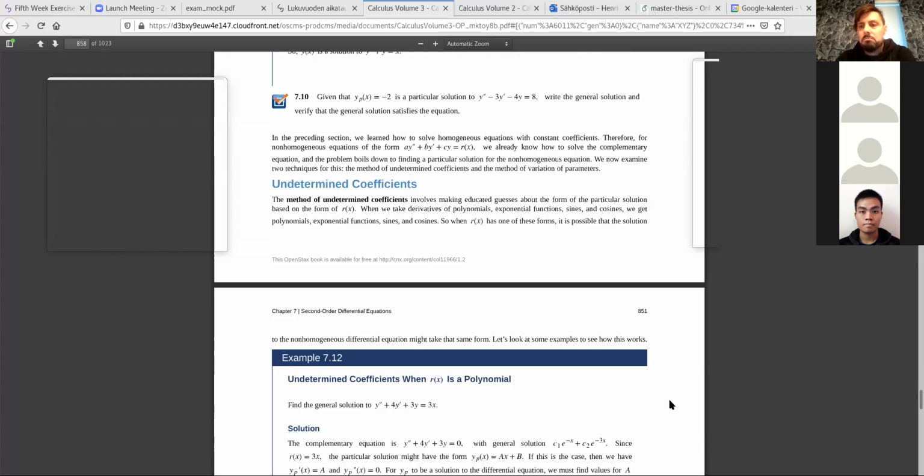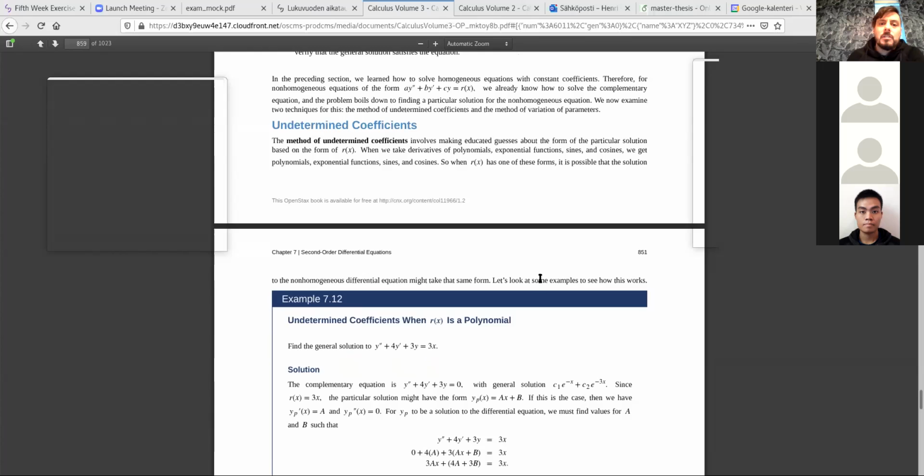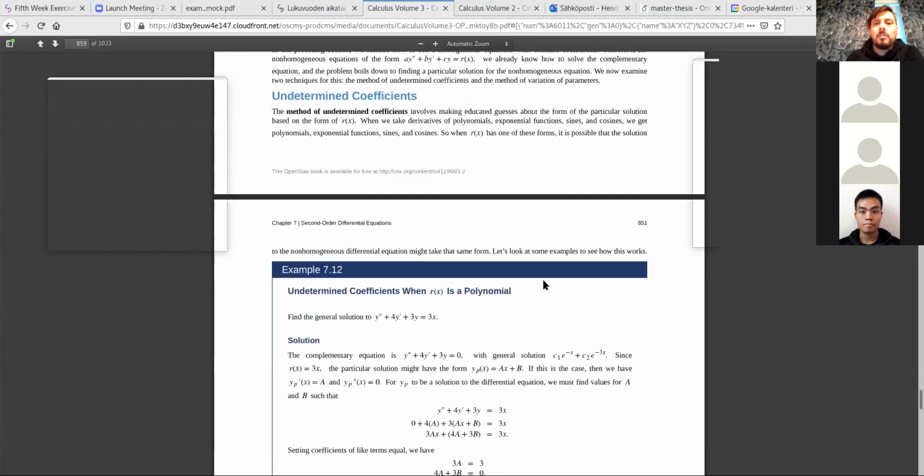So let's look at some of these tricks. Let's not make too big a problem out of it, but let's just look at it. So one is called the method of undetermined coefficients. It means that we make what is called an educated guess about the form of the particular solution, and then we put it into this equation, see what comes out, and we may be able to figure out that, okay, this is the solution.